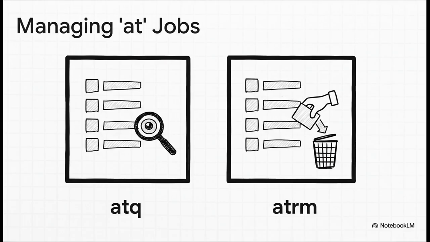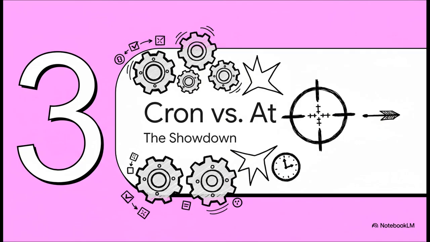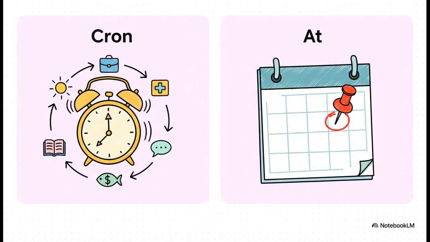Simple and so effective. Okay, so we've met our two contenders, Cron, the workhorse, and at, the sniper. Now for the main event. Let's put them head-to-head to understand exactly when you should use each one, because getting this right is the absolute key to mastering automation. Honestly, the difference couldn't be clearer. Cron is for repeating tasks, and at is for one-time tasks. The best analogy I've heard is this. Think of Cron as your super reliable alarm clock that goes off at the exact same time every single morning. At is more like a single calendar reminder for that one specific appointment you have next Tuesday.